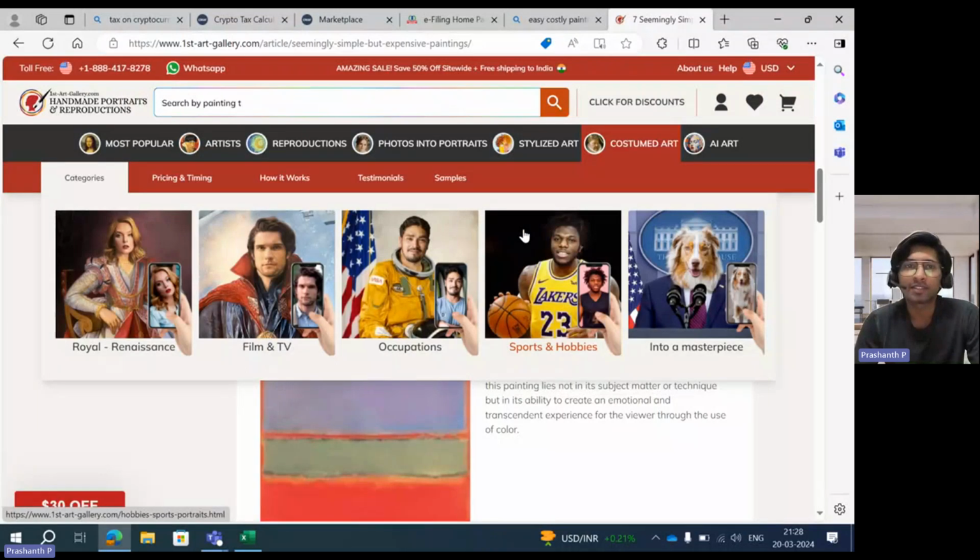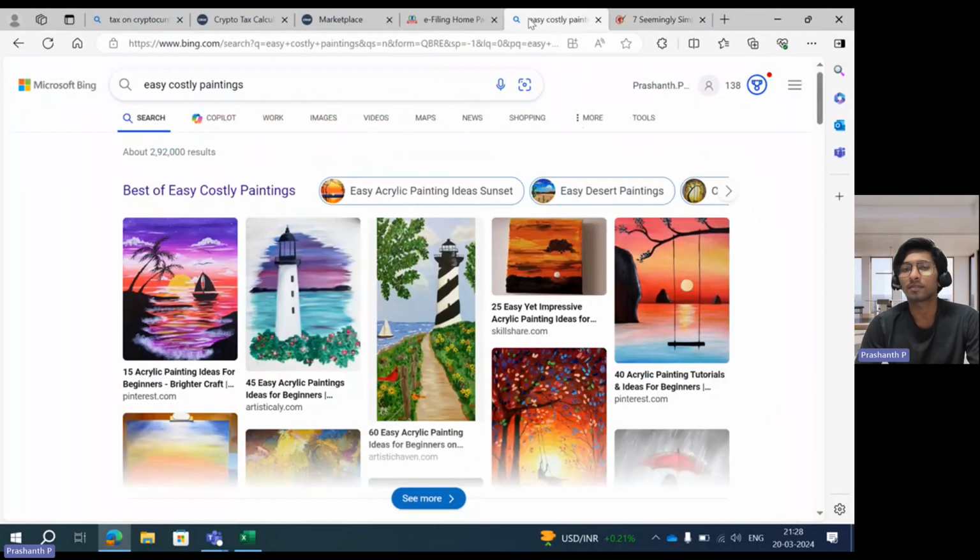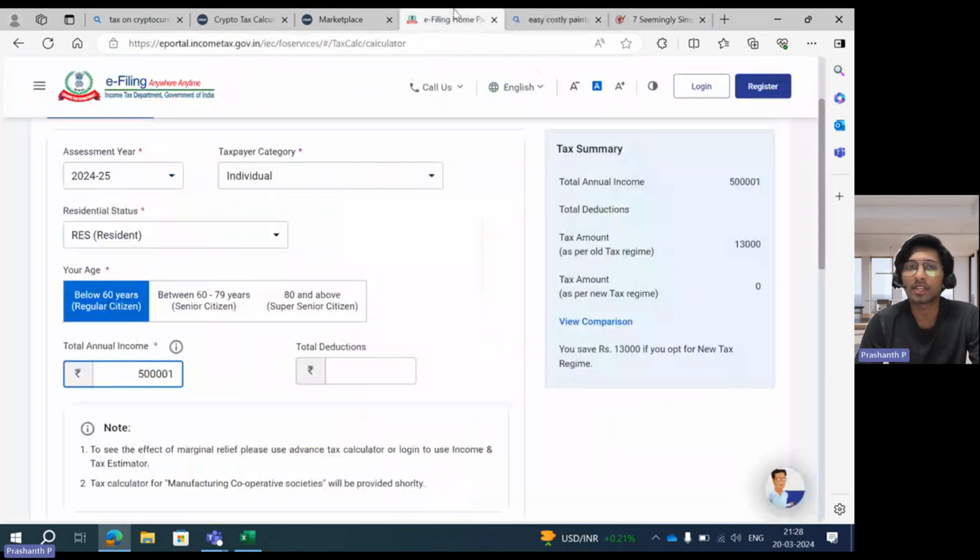So today we are going to start with a very interesting topic. I'll be taking taxes on cryptocurrencies, basically taxes on virtual digital assets.